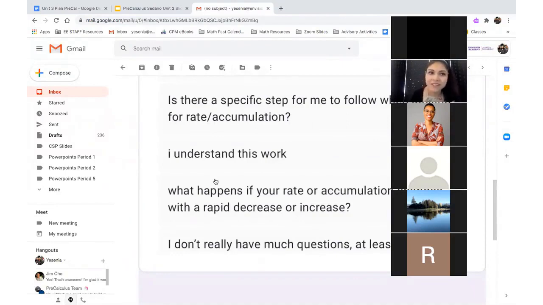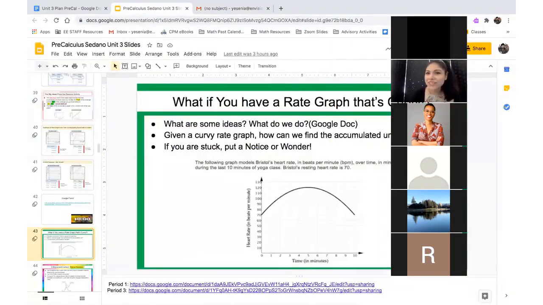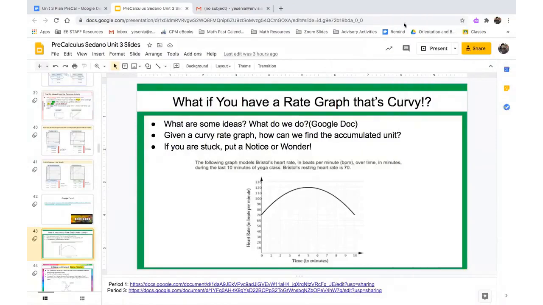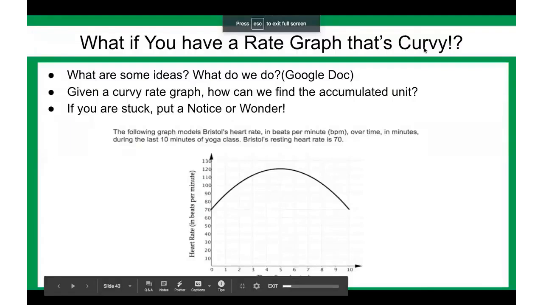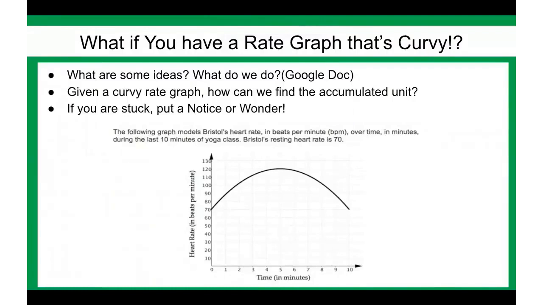Like think of if you're driving in a car, you sometimes are going 30 miles an hour, sometimes 35, 33, you know, it's always changing. So the real world has changing rates, right? So I just really liked to bring that in because it leads us, whoever had that question, leads us into our next portion, which is, what if you have a rate graph that's curvy? I just call it curvy, but it's a rate that's changing.